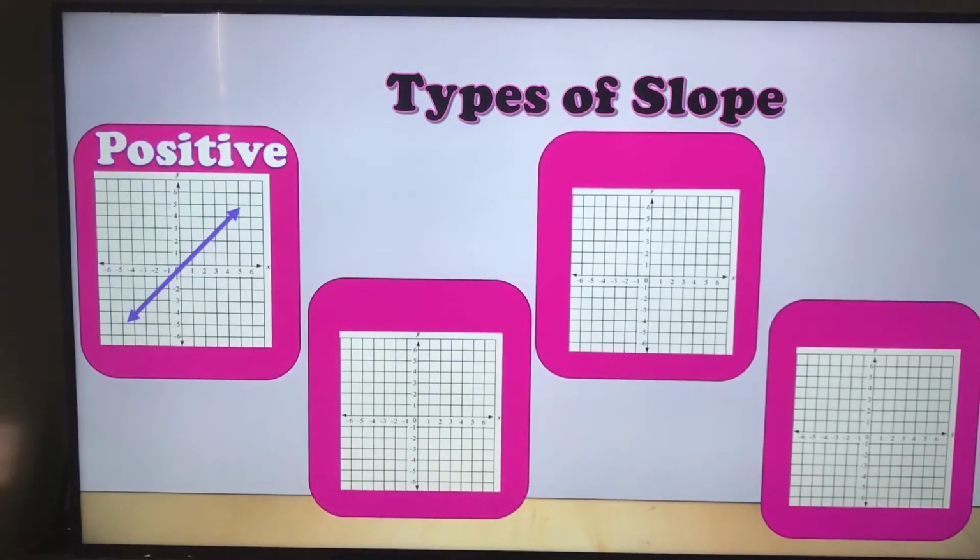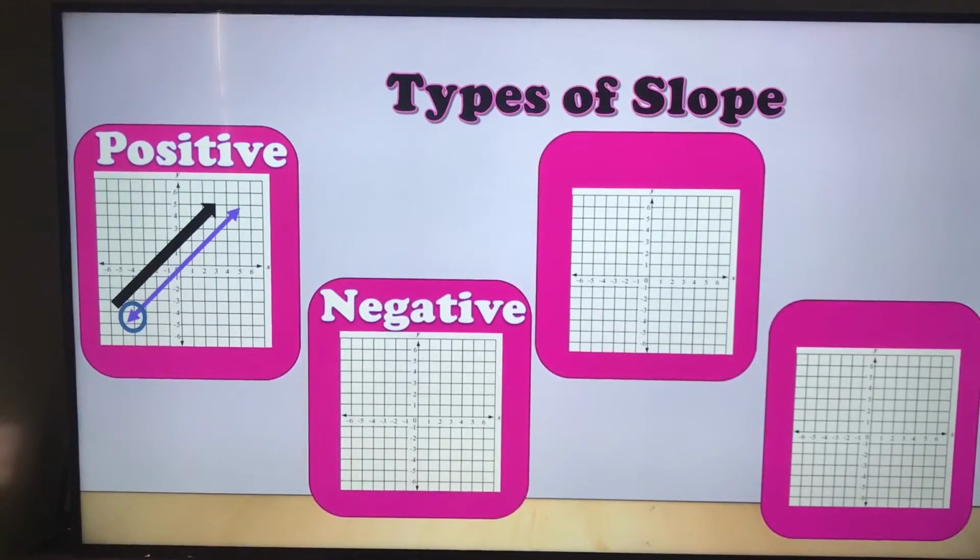What I'm going to do is I'm going to start at the left side of my graph. Just like we read a book, we start on the left side. So you're going to go from left to right. As I go from left to right on the line drawn, it's an uphill climb. Therefore, it's positive. As I go up, it's a positive direction.